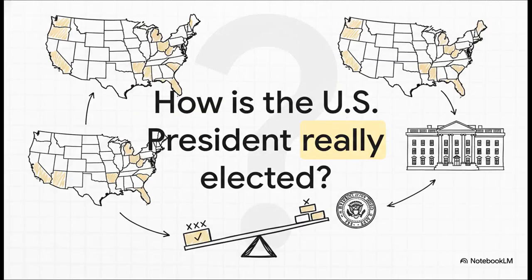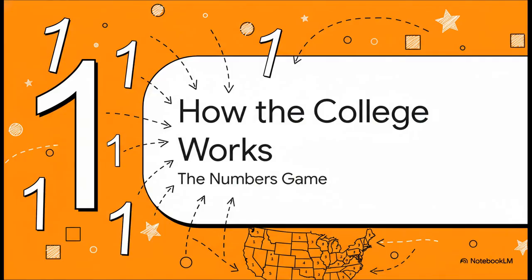And that really gets to the heart of it, doesn't it? How is the President of the United States actually elected? Because, spoiler alert, it is not a direct popular vote. It's more like a really high-stakes numbers game, and it's all played out state by state. So how does this game work? Let's get into the nitty-gritty, the actual mechanics.